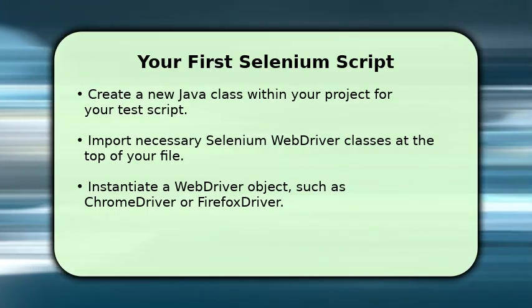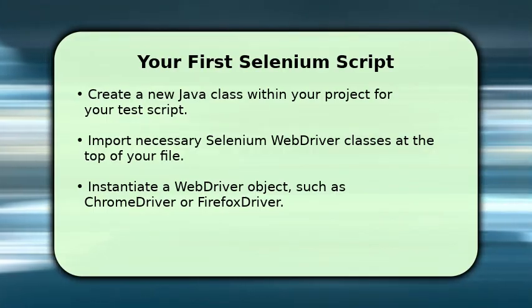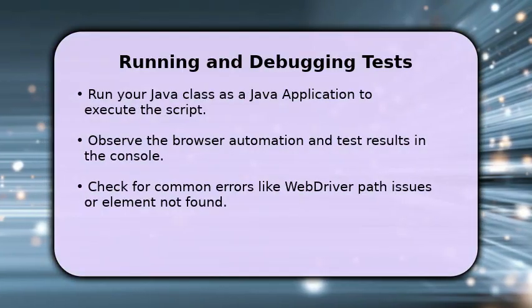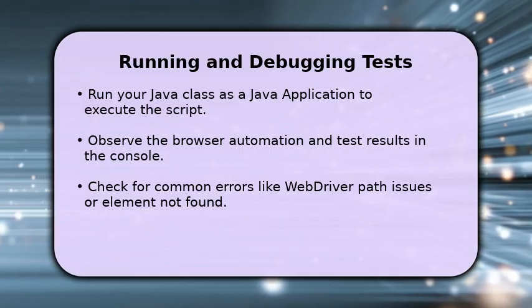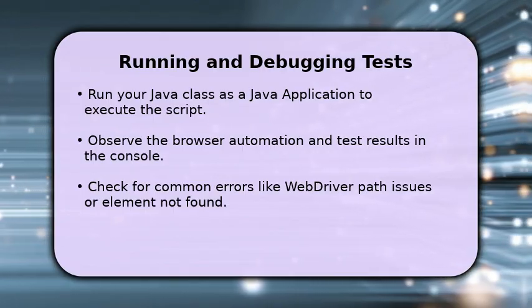Finally, write the code to navigate to a specific web address and begin interacting with various elements on that web page, like clicking buttons or entering text. After writing your script, it's time to run it. Right-click your Java class and select Run As, then Java Application.